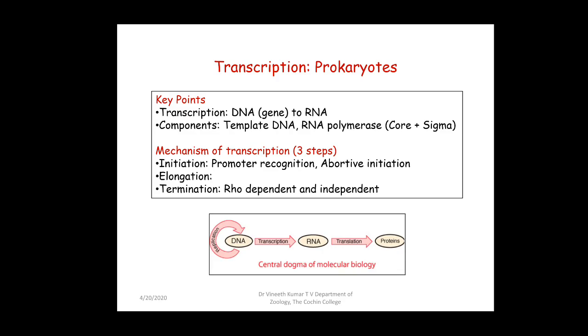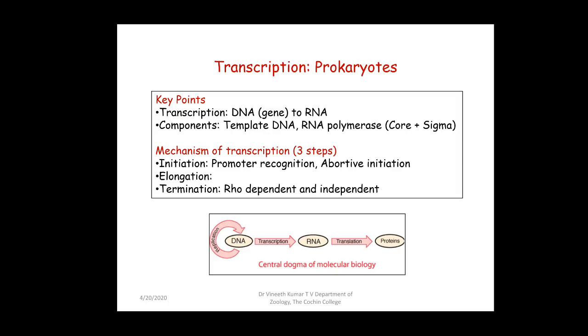The key points of the discussion are the components of the transcription machinery in prokaryotes, which are template DNA and the RNA polymerase enzyme, and the mechanism of transcription, which we'll be discussing in 3 steps. Initiation, where we'll discuss promoter recognition and abortive initiation, followed by elongation and termination, whereby we'll see 2 types of termination, rho dependent and rho independent types of termination.